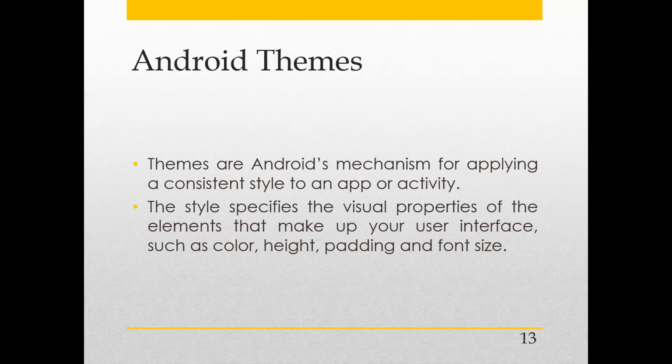Android themes. Themes are Android's mechanism for applying a consistent style to an app or activity. The style specifies the visual properties of the elements that make up your user interface, such as color, height, padding, and font. Now, themes can easily be downloaded off certain platforms, Android being the biggest platform of them all. Moreover, themes in B4A can also be downloaded through the use of libraries.